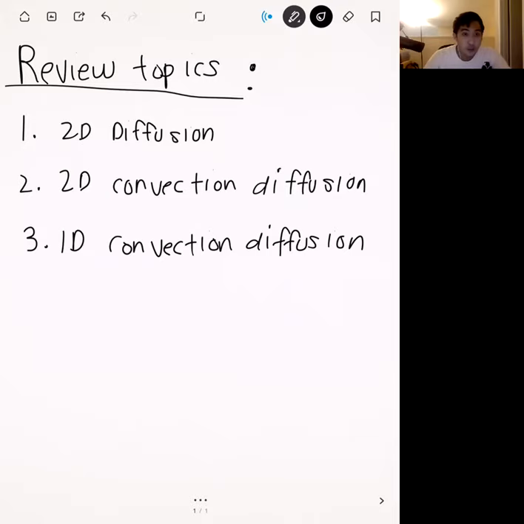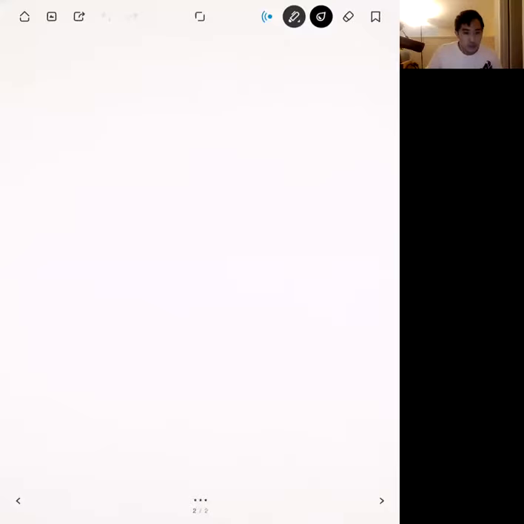And so it looks like everyone wants to see some more 2D stuff. The leading candidate was 2D diffusion, and the second one was 2D convection diffusion. And then finally, if I have time at the end, maybe after about an hour, I'll do convection diffusion. All right, so let's go ahead and start with 2D diffusion.